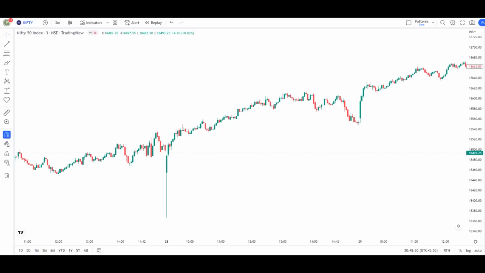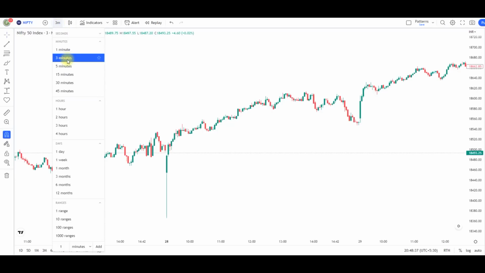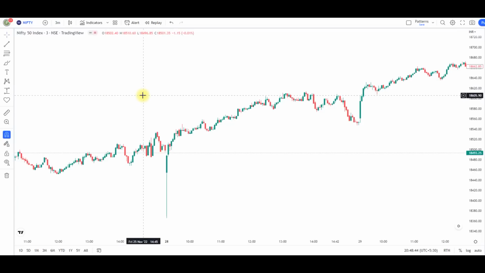This scalping strategy you can use in Nifty, Bank Nifty and in stocks too. The time frame I have selected is 3 minutes. You can either use 3 minutes or 1 minute, but I advise you not to go beyond 3 minutes as we are doing scalping here. We will see the indicators now.